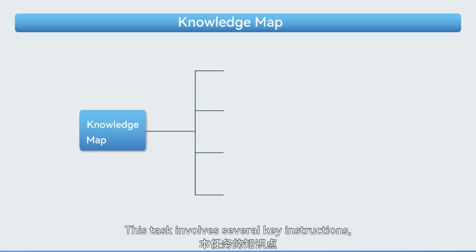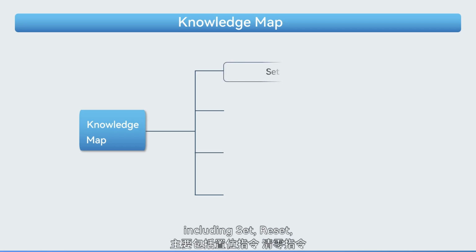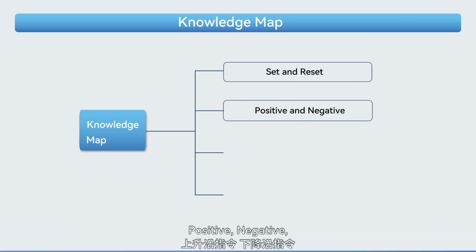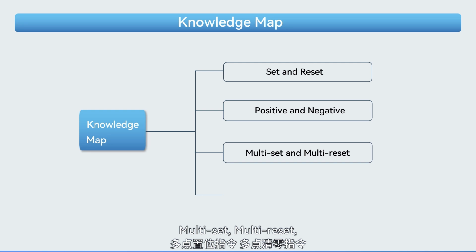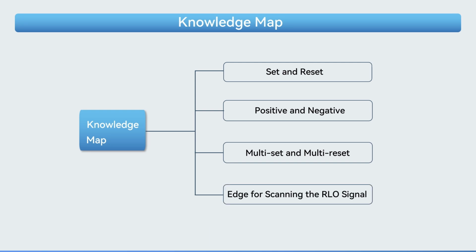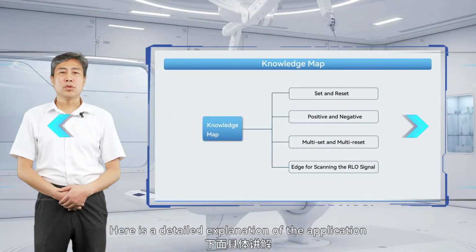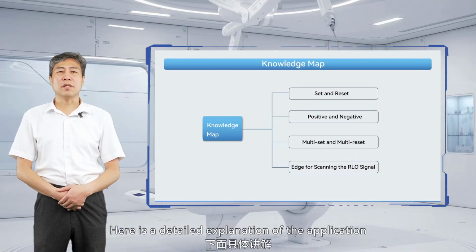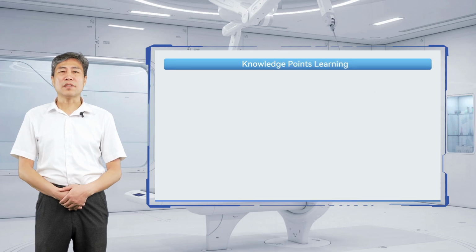This task involves several key instructions, including set, reset, positive, negative, multi-set, multi-reset, and edge for scanning RLO signals. Here is a detailed explanation of the application of each knowledge point. 1. Set and reset.